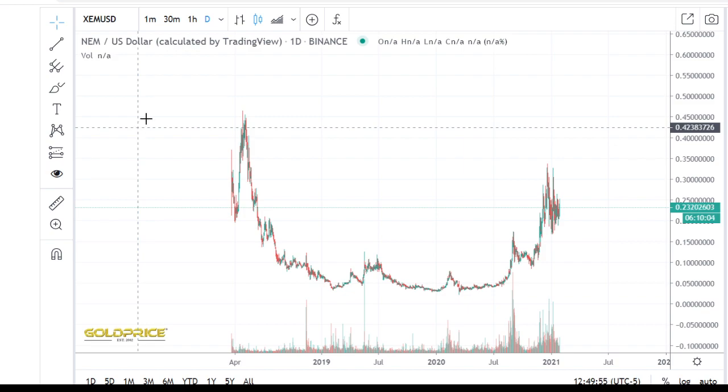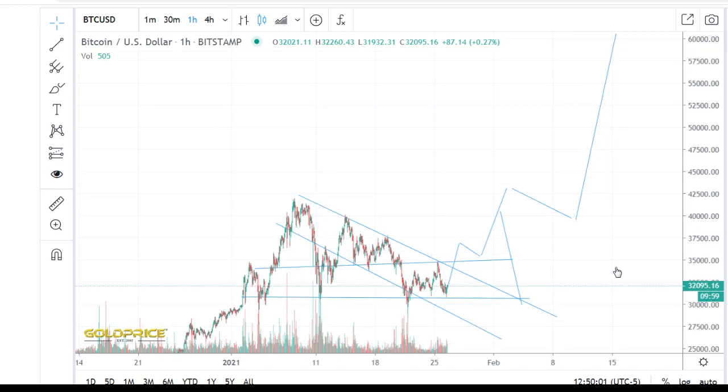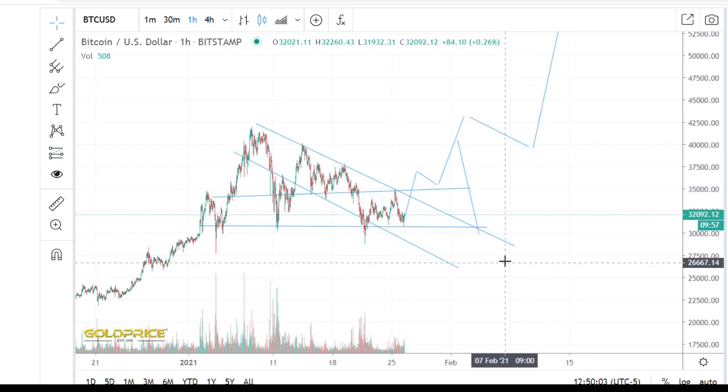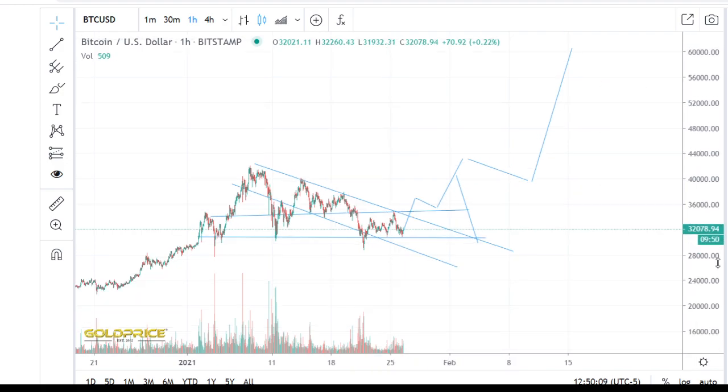Thank you. We are now looking at NEM. Please look with me together at the Bitcoin price. You see we have this falling trend to the downside, and now we will go to the top side. We will break this to the top side and go to 60,000.